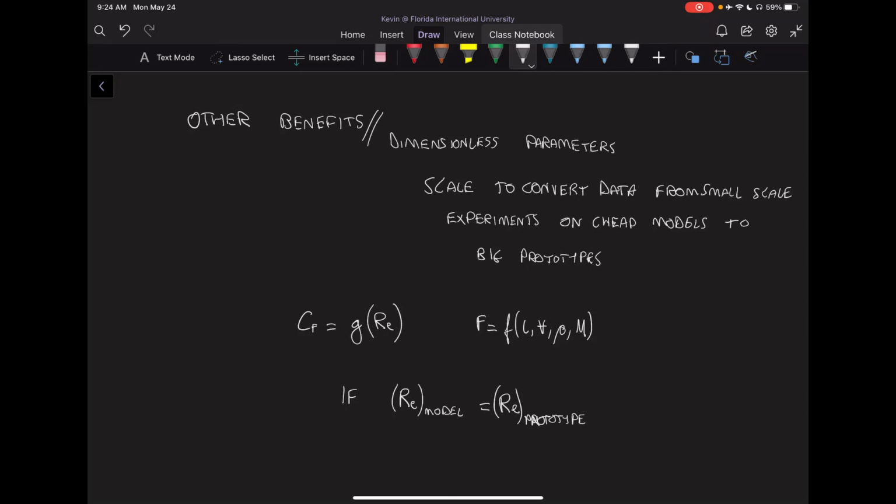So if you make a model that's 4 times as small as a prototype, okay, if you make a little model of a prototype, for example, a 747 wing, and you divide it by 4 in size, you can actually say that if the Reynolds numbers are the same, the relation between the force and all the parameters is also going to be exactly the same. That's something you can do.